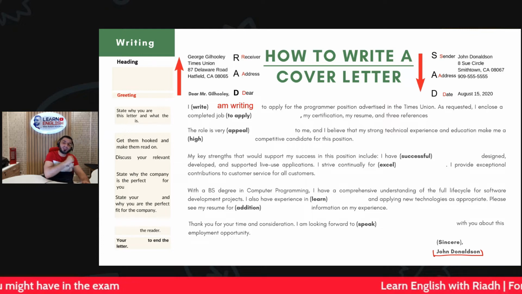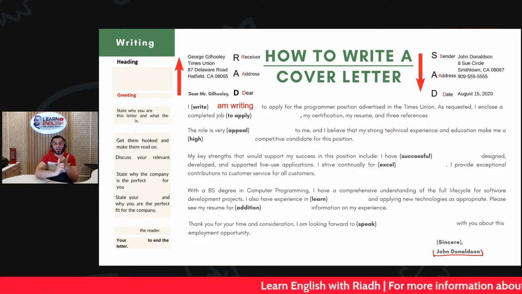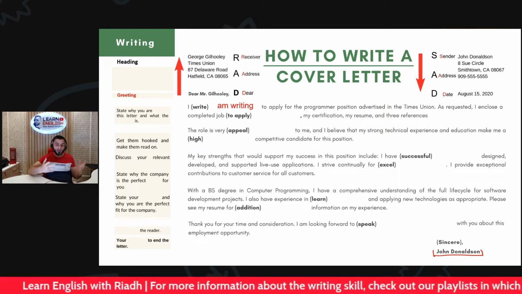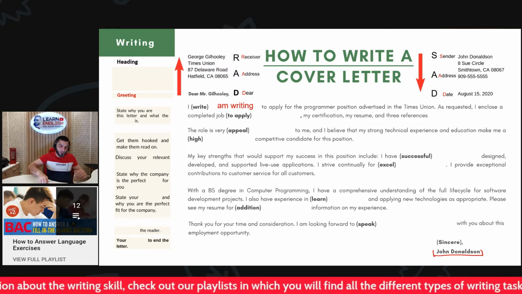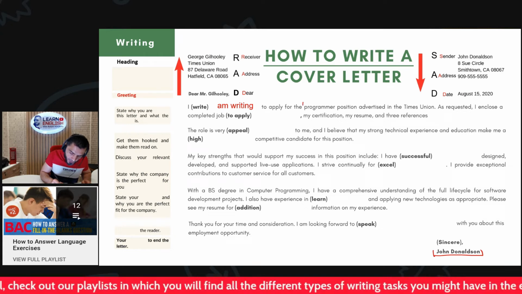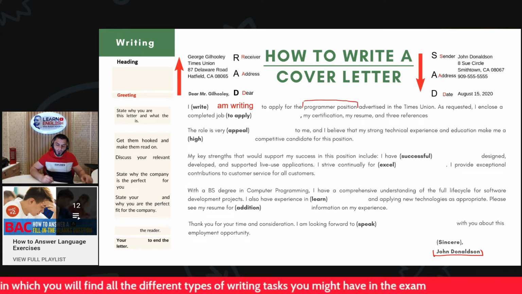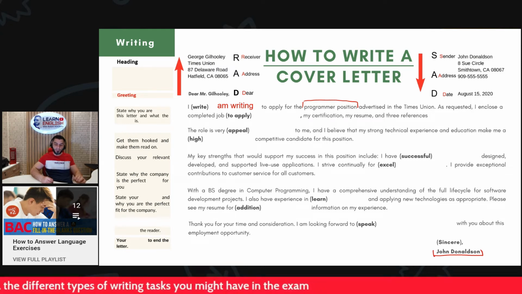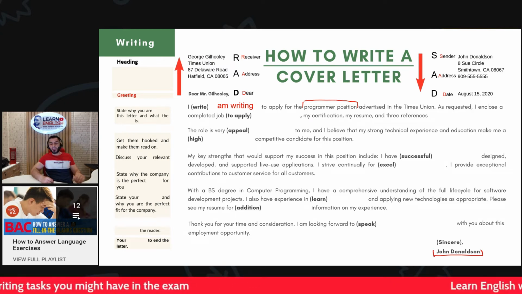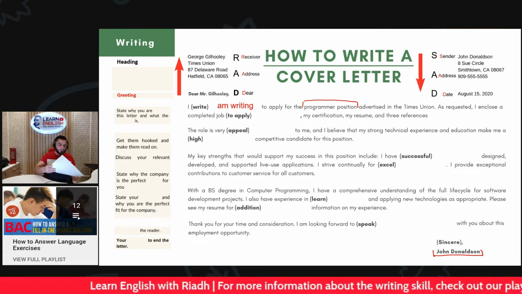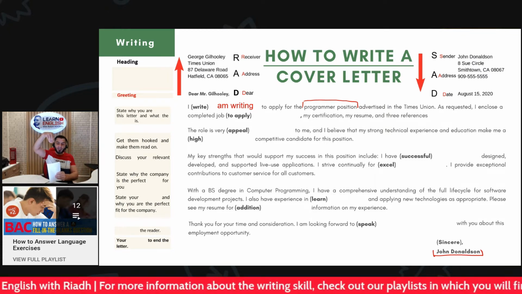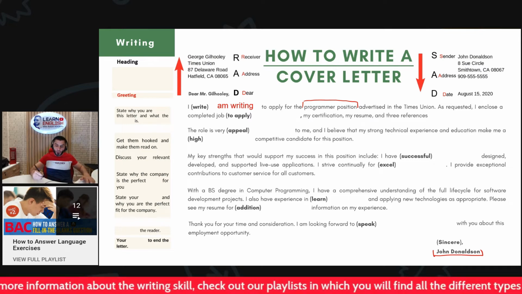I am writing this letter now, whether to express my complaint, to apologize, or to apply for a job. So I am writing here to apply for the programmer position. This is the position that I am applying for, advertised in the Times Union. "As requested, I enclose a completed job..." So for example, this is my envelope here. I enclose means I include.